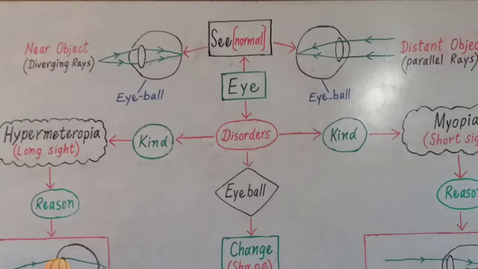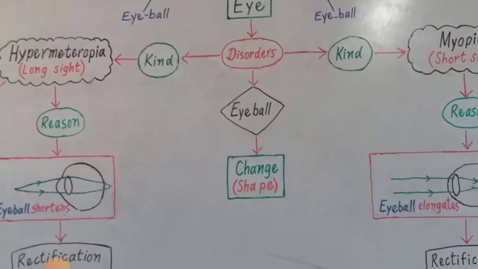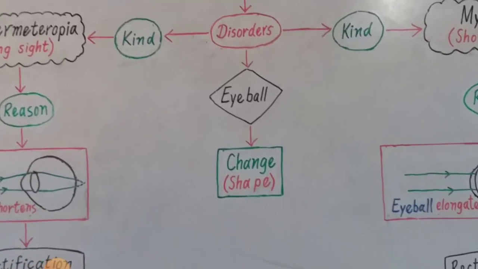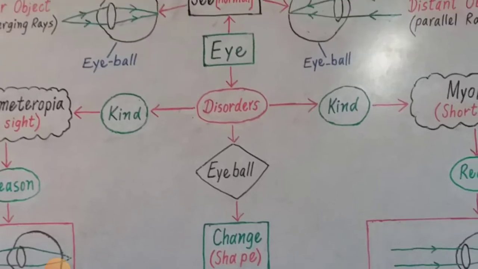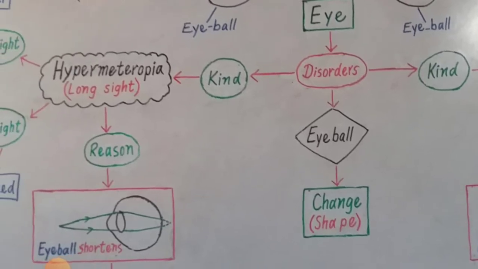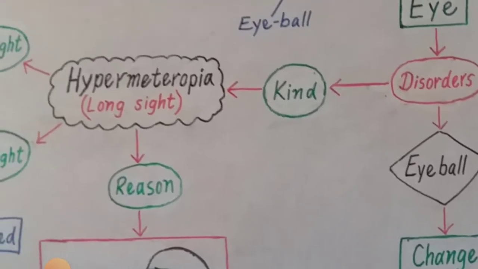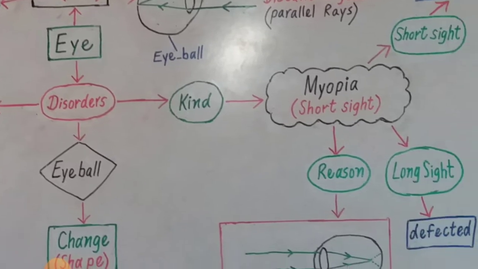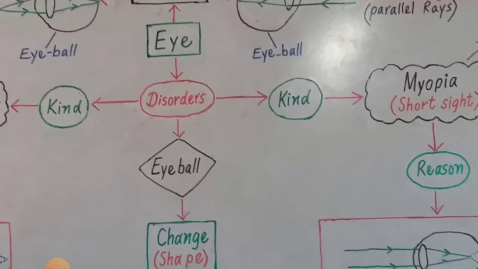But when there occurs a disorder in the eye, this disorder may be due to the change in the shape of the eyeball. And these disorders are of two types: hypermetropia, also known as long sight, and myopia, that is short sight.